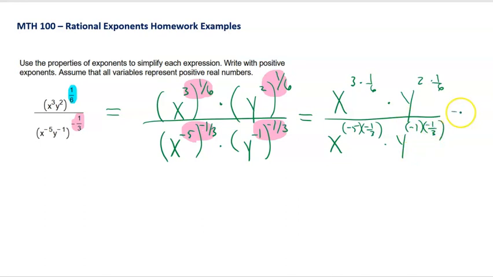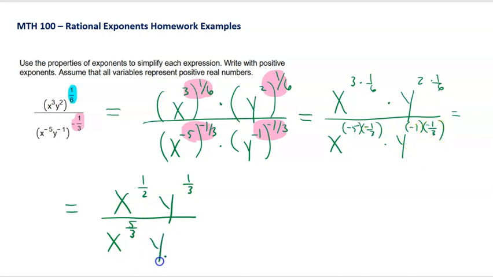Correct? Now, most of you probably just do that in your head. I wrote it out so you can clearly see what we're doing here. Now, when I multiply 3 times 1/6, that's 1/2. So that's going to give me x to the 1/2 power. And then 2 times 1/6, that gives me 2/6, which is 1/3. Y'all can do that in your head, right? Okay. Denominator, -5 times negative 1/3 is going to be x to the 5/3. And then right here, -1 times negative 1/3 is y to the positive 1/3.